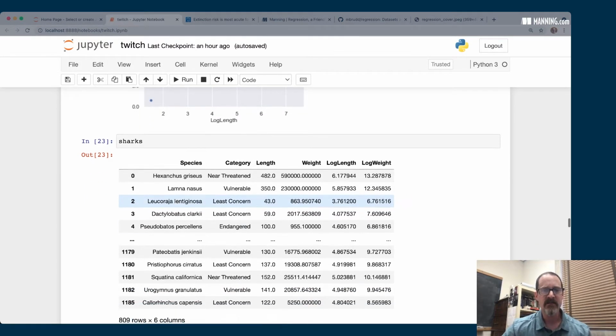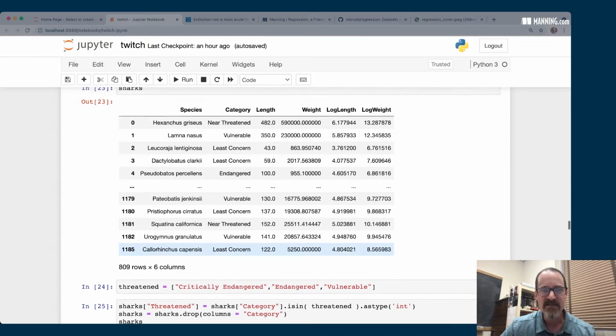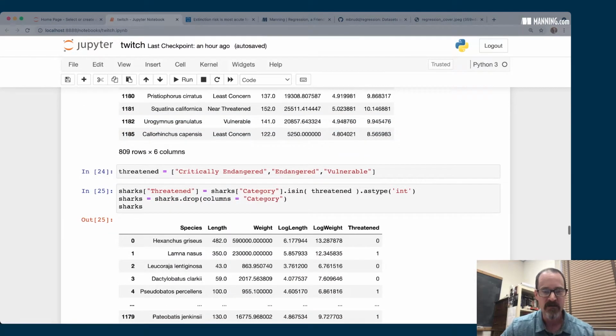There's our sharks data set. I don't know why I printed that again. But what we're going to do next is take this category and convert it into a binary response variable rather. And so these are the threatened categories: critically endangered, endangered, or vulnerable. So if the category value, that level, is one of those three, we're going to count the shark as being threatened. Otherwise, not. Okay, so that's what we did here.